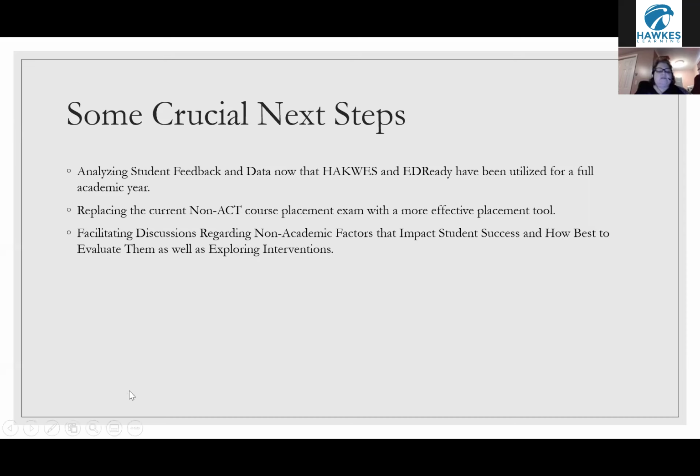So that's the thing that we're looking at next, because EdReady has now been used for a full year at the end of this term with the other instructors, and I will have now been using Hawks for over a full year, so that data should be there. We need to be looking at replacing the current non-ACT course placement exam with a more effective placement tool.